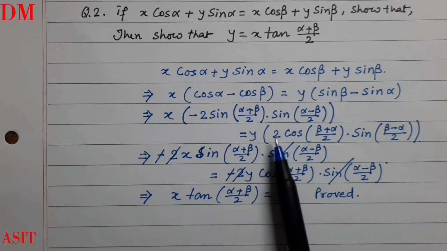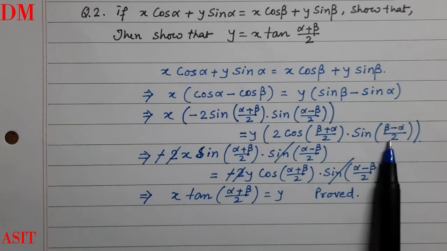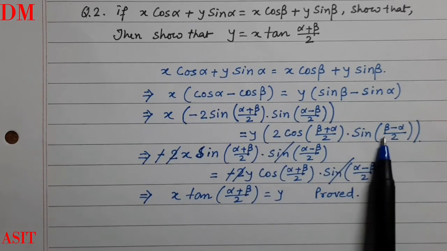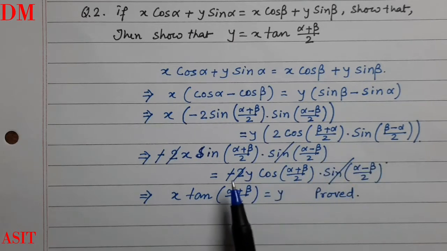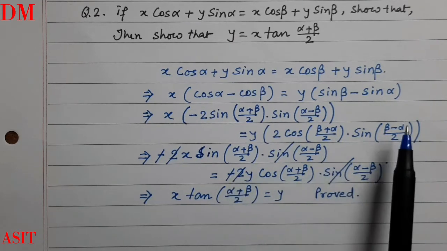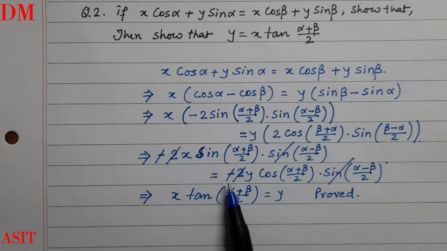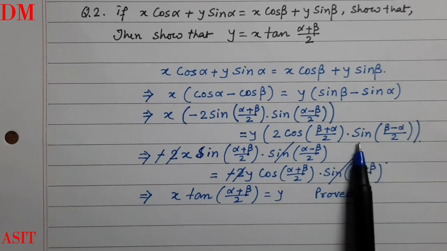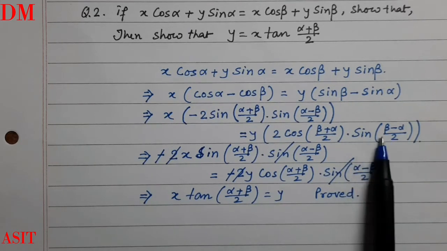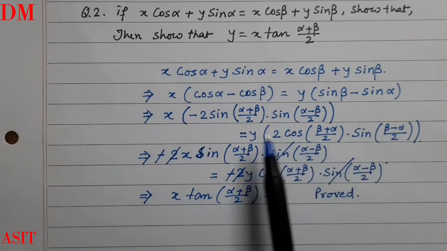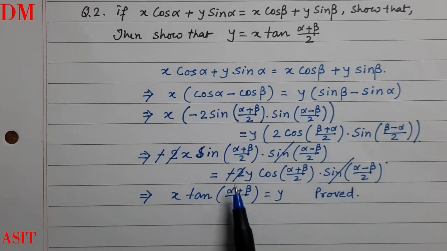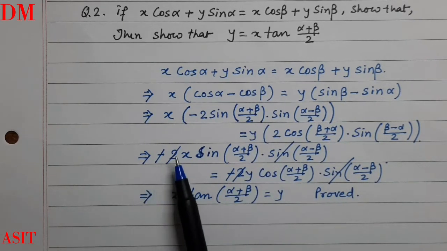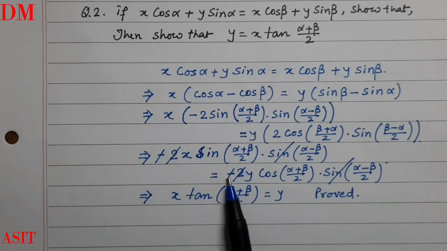Now this minus came out because this is beta minus alpha. Now we can take this minus outside, so it will be minus 2 and it will become sine of alpha minus beta. Since sine cannot absorb the negative sign, this minus will come outside. So we can cancel minus 2 from both sides.